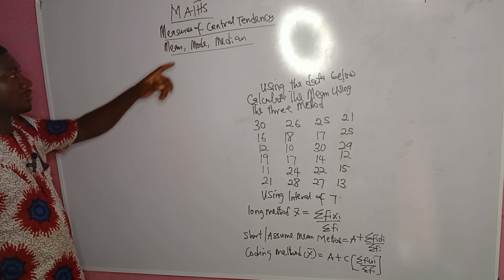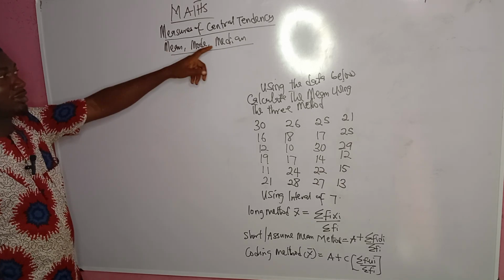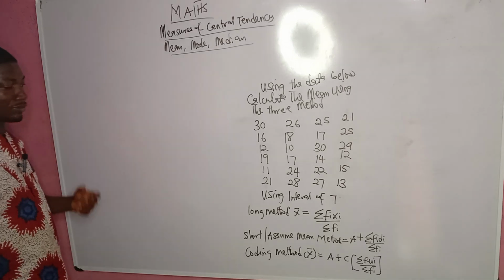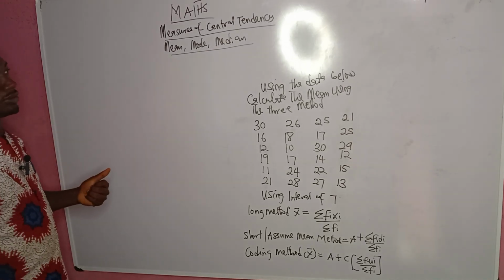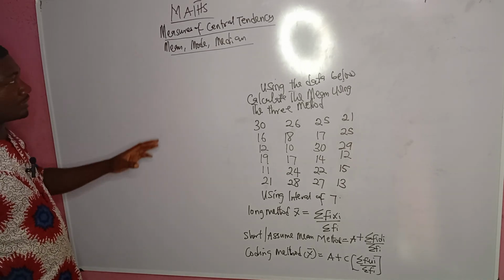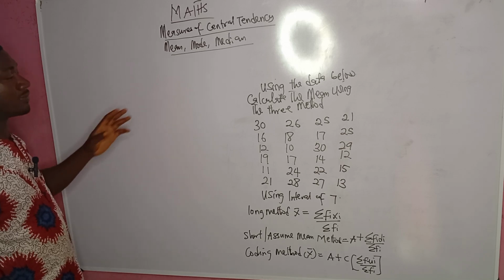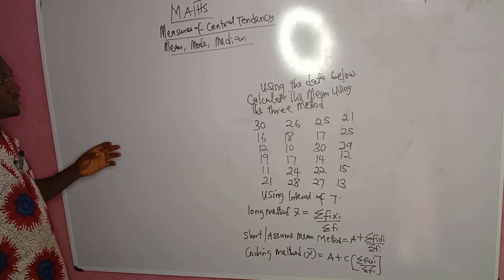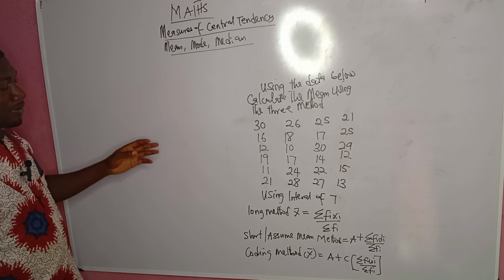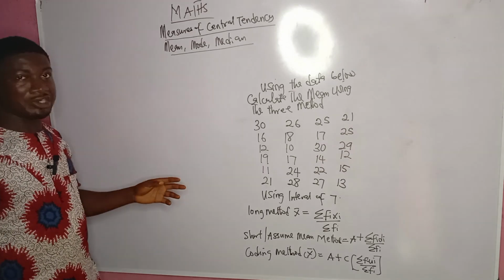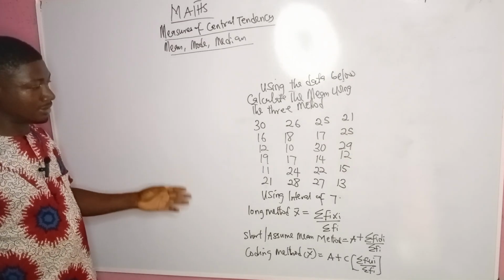Then the next class will be mode. The next other class will be median. So you have to always follow us so that you get cleared of the three aspects of measures of central tendency. So for mean, we are going to concentrate mainly on group data.